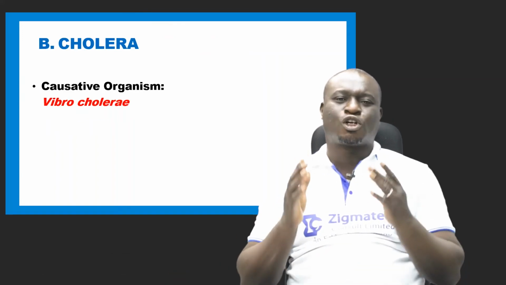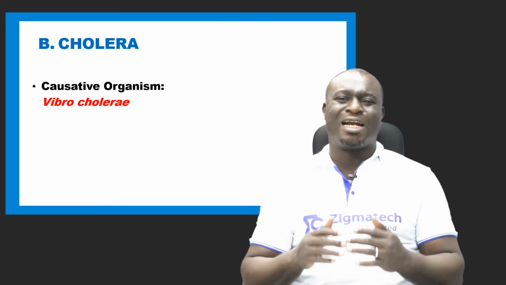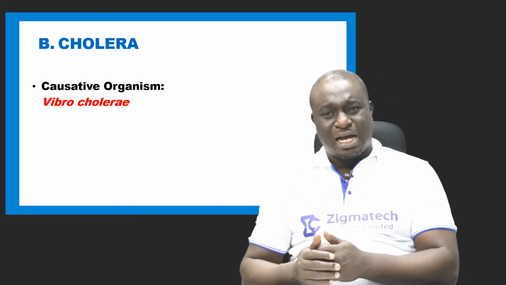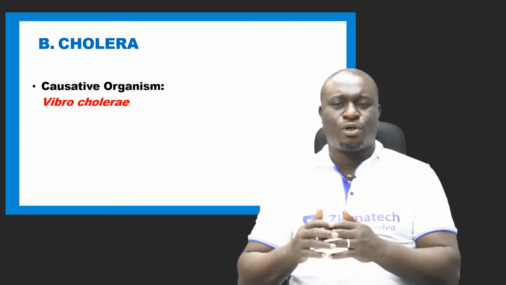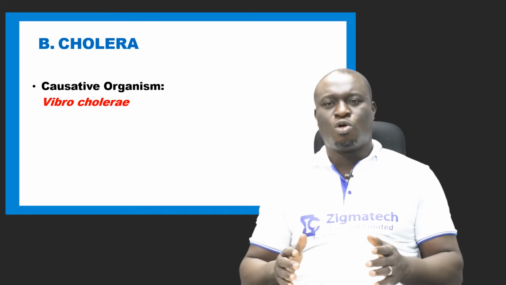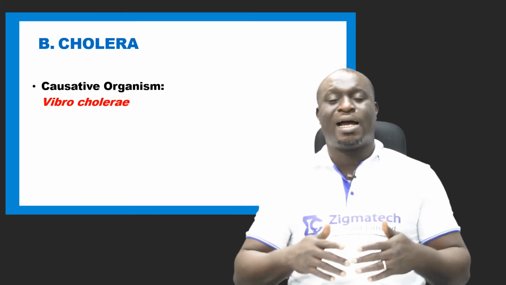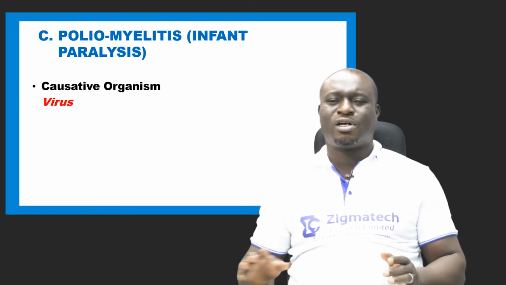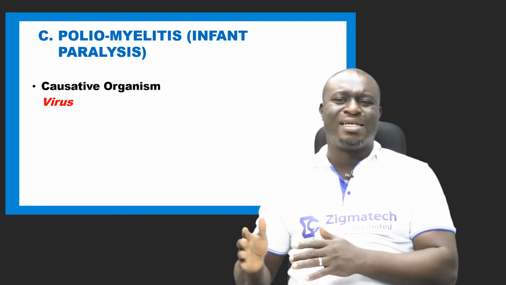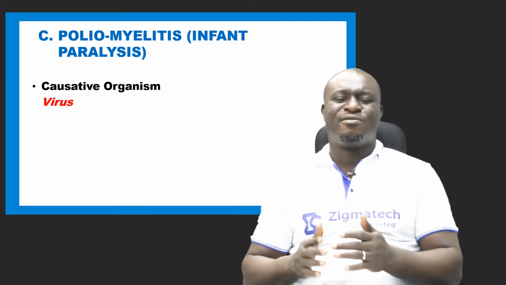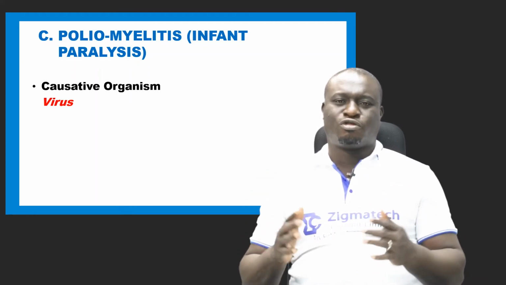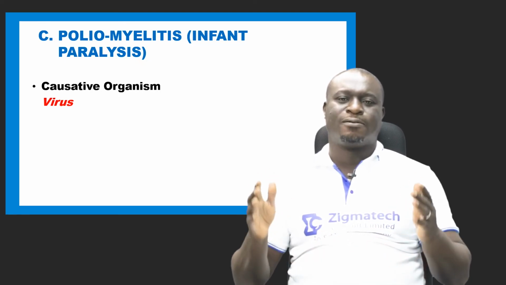Next on the line is cholera. Cholera is also another disease. What causes cholera is also a bacteria, and it is called Vibrio cholerae. Vibrio cholerae causes cholera. And of course, the mode of transmission is also water and food. And then we also have another one which is called poliomyelitis. Another name for poliomyelitis is infant paralysis. The causative organism is a virus. Of course, the mode of transmission is also food and water.